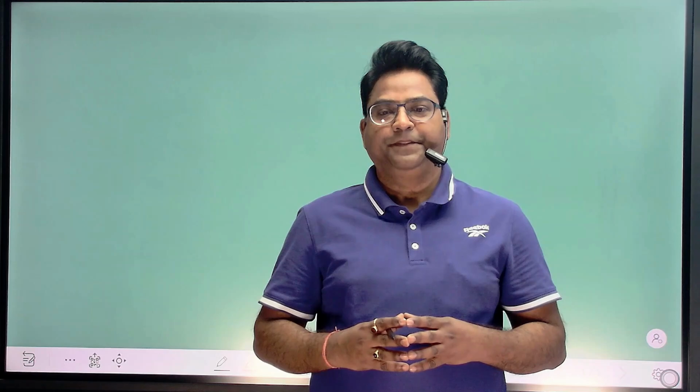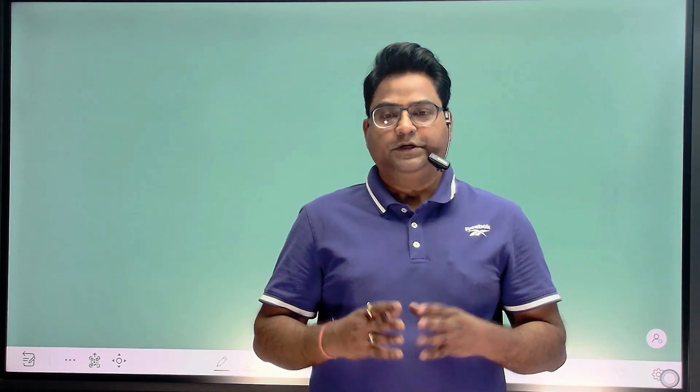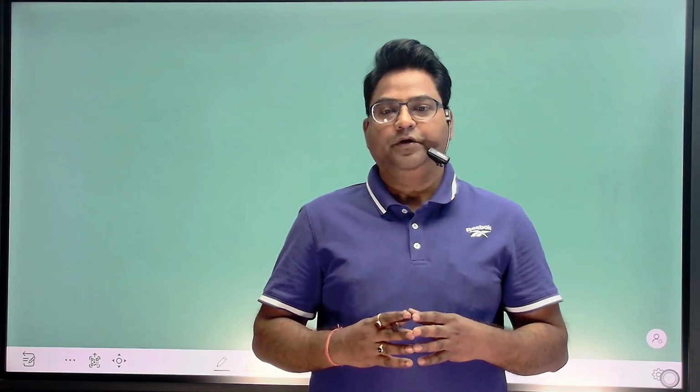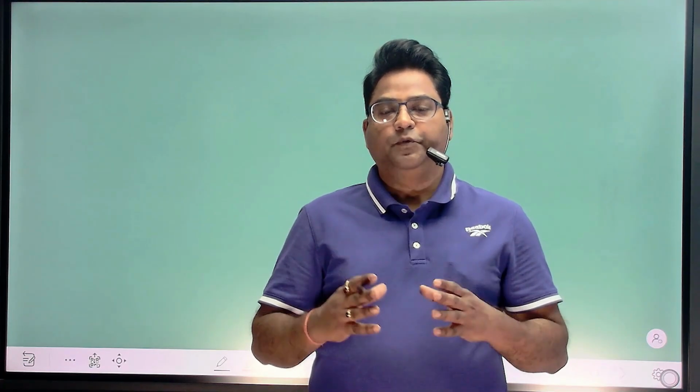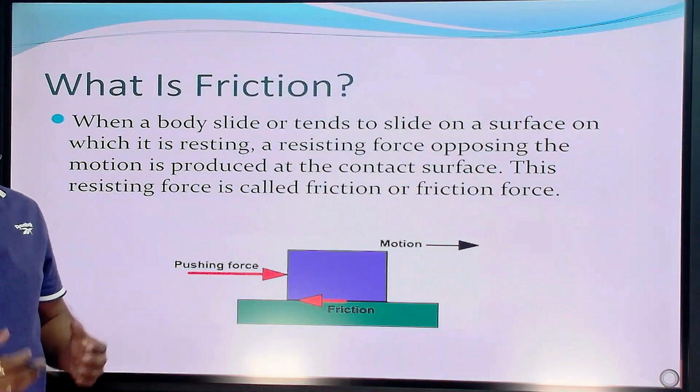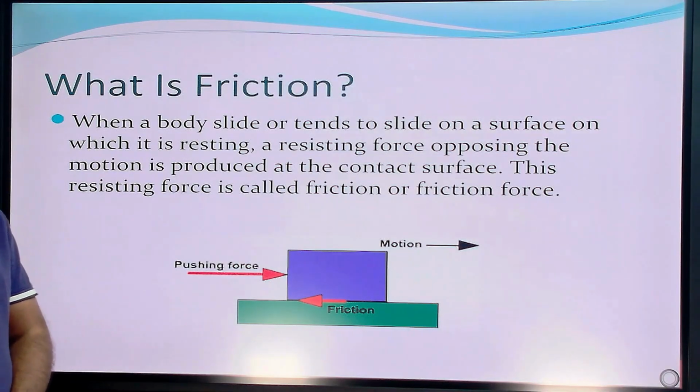Friction. So how to define friction? We can say that when a body starts to slide or tends to slide on a surface on which it is resting, then the resisting force opposing its motion on the contact surface is called friction, or we can say frictional force. You can write the definition of friction. In general, we can see friction in daily life.